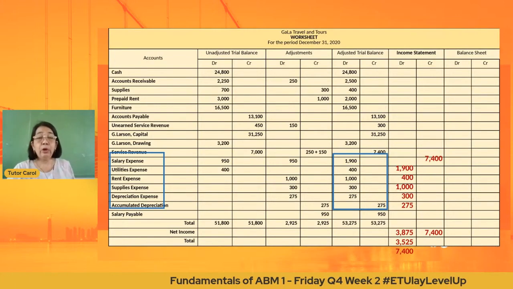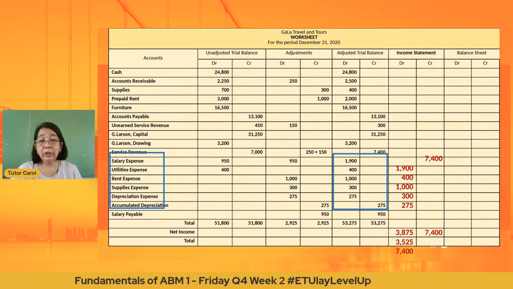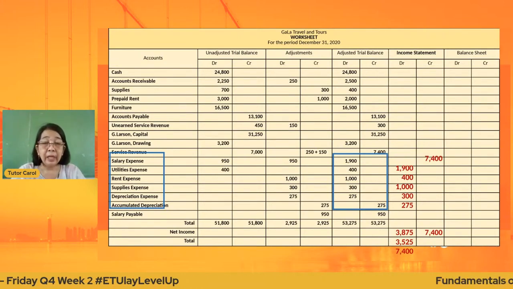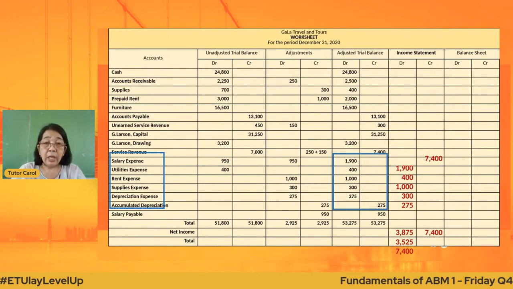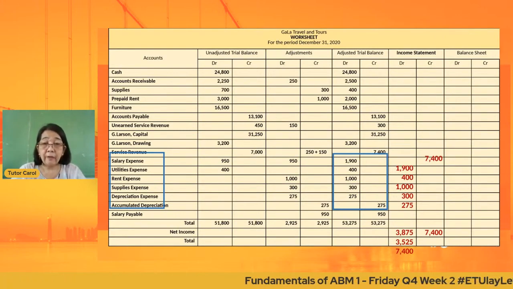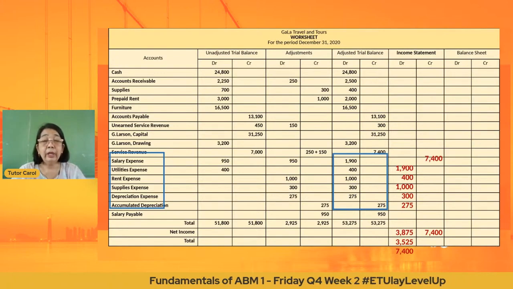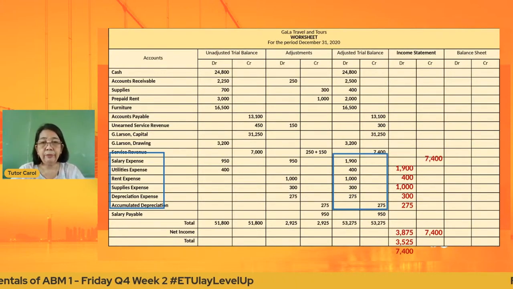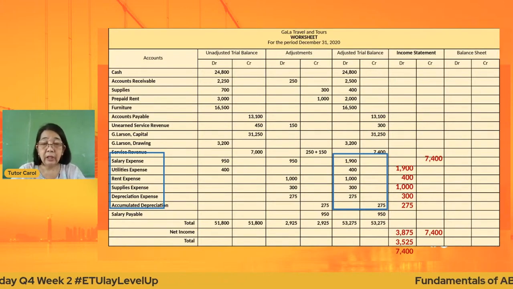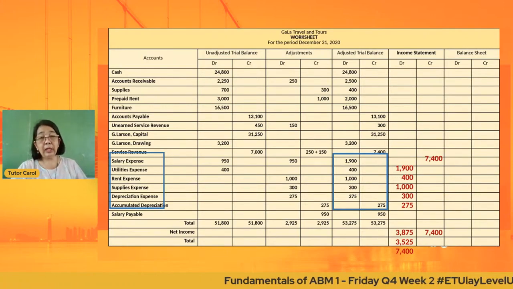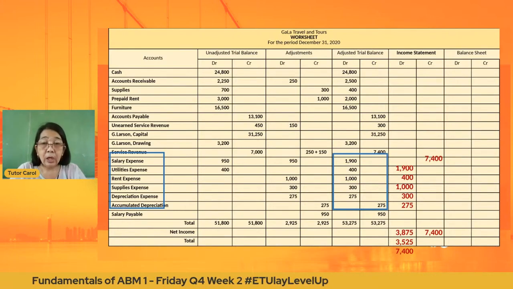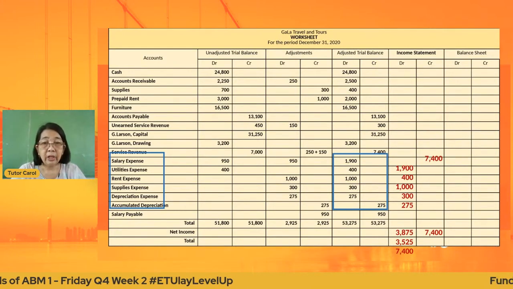7,400. Now, if you're going to ask me, Miss, hindi na siya balance. Mali po ba? Okay, malalaman natin yan mamaya. But for now, subtract 7,400 minus 3,875. There's a difference of 3,525. Okay? Ang 3,525 lumalabas, ito ang ating net income for the period.